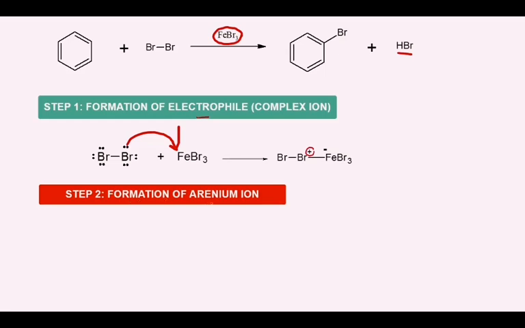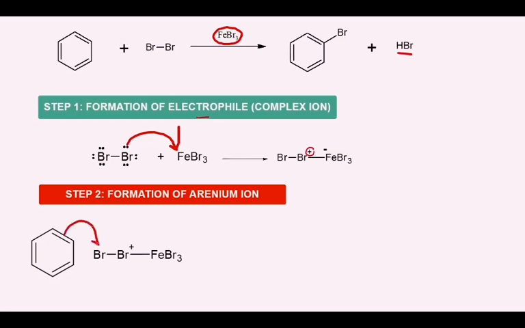Now we go to the second step. It is formation of the arenium ion. The arenium ion is benzene with a positive charge. In the second step, benzene will react with the electrophile, which is the complex ion. So remember, the arrow must go from electron rich to electron poor, and in this case, the arrow must start from this C=C double bond of benzene, which is electron rich.